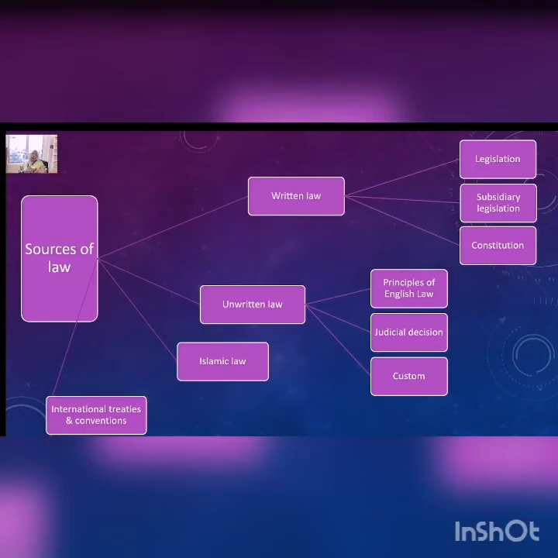Okay. So we go to the last part, which is the sources of law. Simple. We have written law, unwritten law and Islamic law. So the addition is international treaties and convention. Written law is whatever law written in the legislation. The parliament enacted the rules, so that is the written law. The state, Dewan Undangan Negeri, enact a rule, it is also a written law. The municipal council, the Majlis Perbandaran, giving you rules, peraturan apa gerai di jalan, peraturan tandas awam, it is also written law. Unwritten law, whatever isn't written in those three, it is known as unwritten law. As simple as that. So as you can see, the principles of English law, although it is written in the books, the judicial decision although it is written, is not considered as written law.